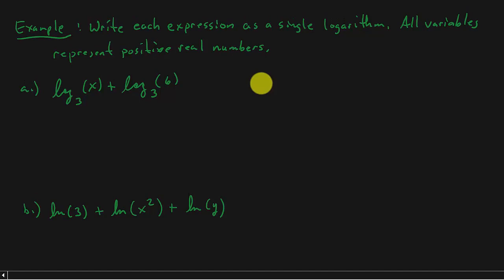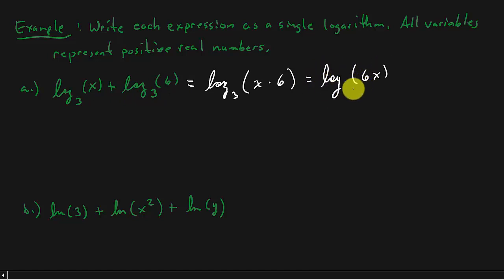Write each expression as a single logarithm, and all variables represent positive real numbers. So we want to bring these together. So this is equal to, I'm going to rewrite it as a single log, so that's log base 3. Now, this is addition. Addition comes together as multiplication, so that's x times 6. Okay, see, this times this. And so that's going to give me log of 6x with base 3, and that's my answer.